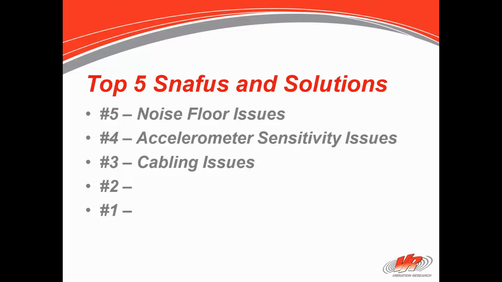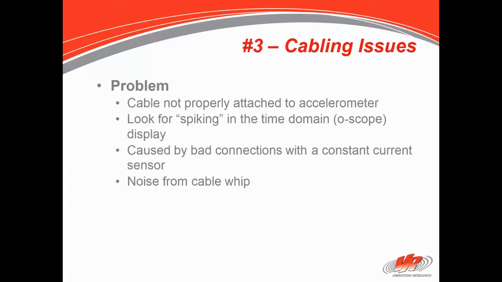Top snafu number 3, cabling issues. The problem with cables is always a problem, because they're small, they're fragile, they're firm but fragile, and you have to be careful how you put them on and how you tighten them up. Make sure that the glue you use to mount your accelerometer to the table isn't getting into the connector for your cable. That will cause problems, and you'll have intermittent connections.